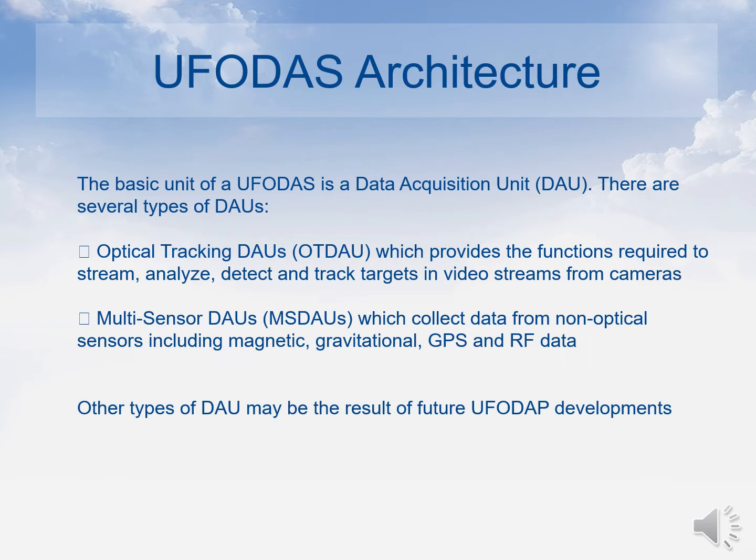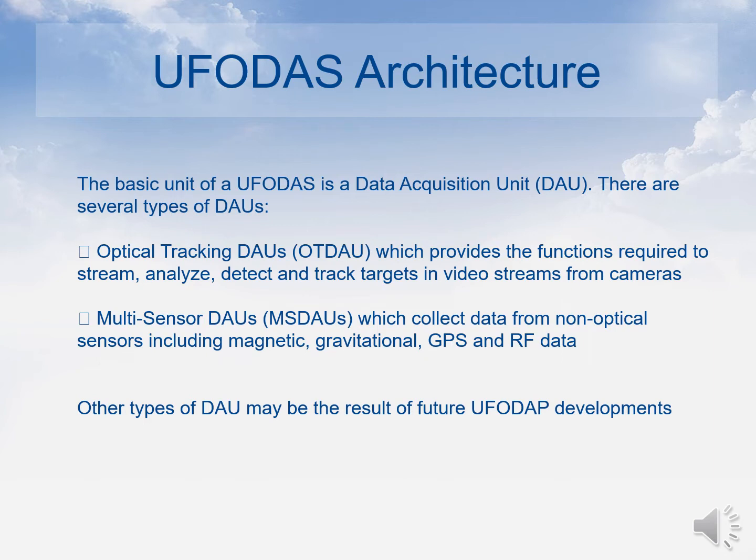To summarize, the UFODAS architecture provides for two kinds of data acquisition units currently. The first was an optical tracking DAU, which provides all the functionality to detect, track, stream, analyze, and record video streams from all kinds of cameras. Those cameras might be fixed lens, all-sky cameras, pan-tilt-zoom cameras, USB webcams, and the like.